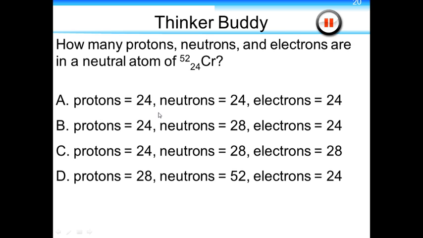Do we have A, 24 protons, 24 neutrons, and 24 electrons? Or B, 24 protons, 28 neutrons, and 24 electrons? Or C, 24 protons, 28 neutrons, and 28 electrons? Or D, 28 protons, 52 neutrons, and 24 electrons?